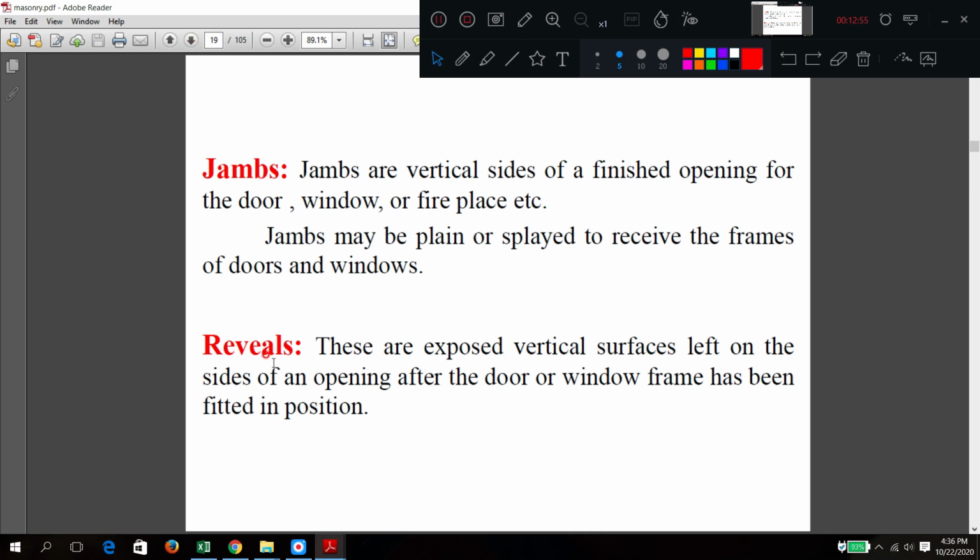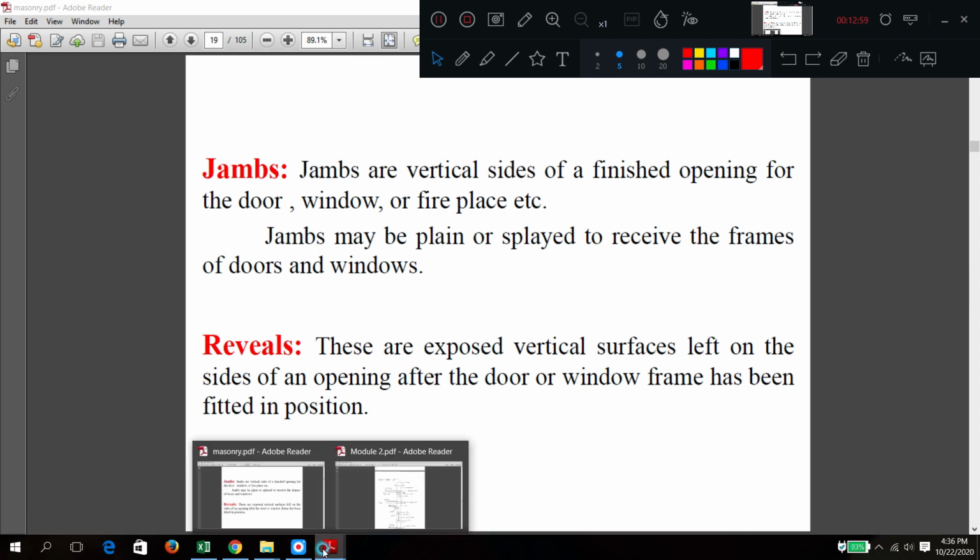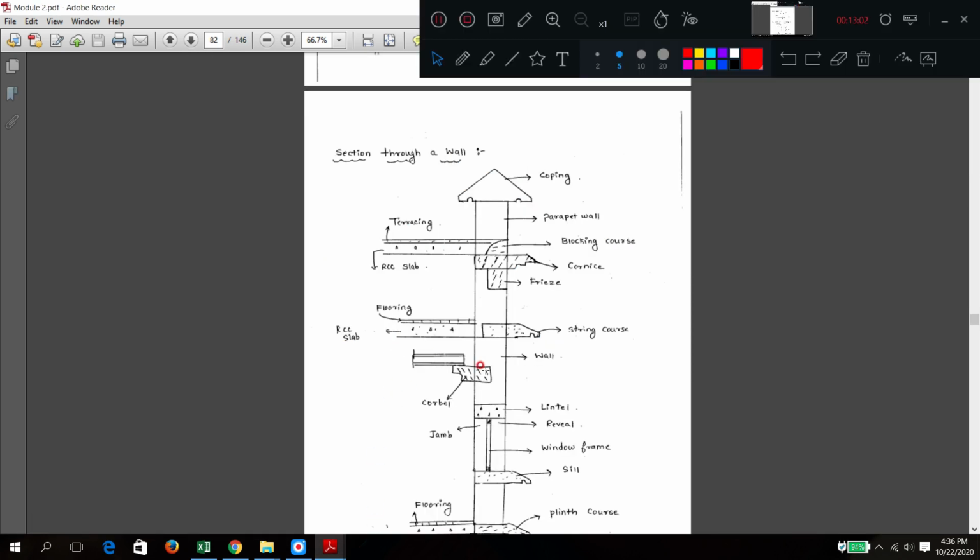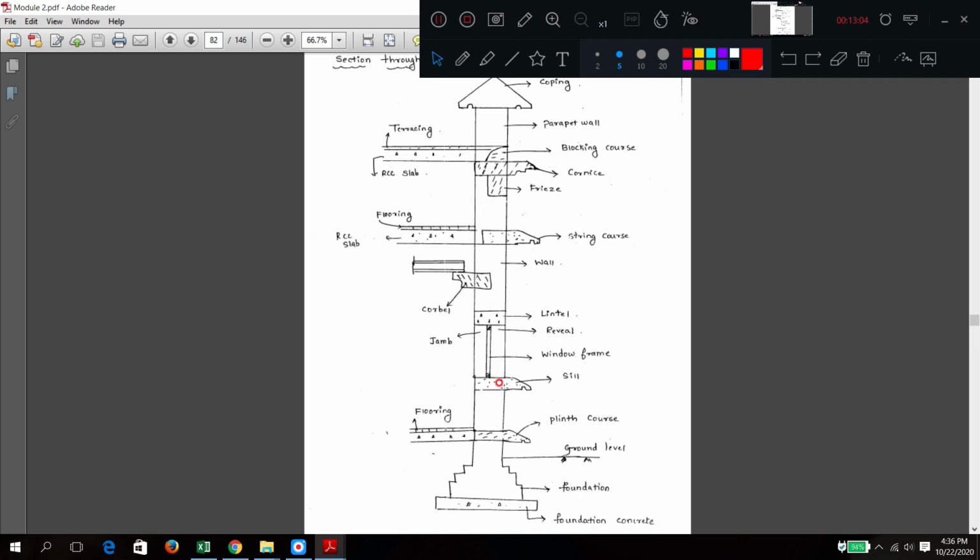Jambs and reveals, we will see in a different diagram. For this, you can go to this diagram. Jambs and reveals.